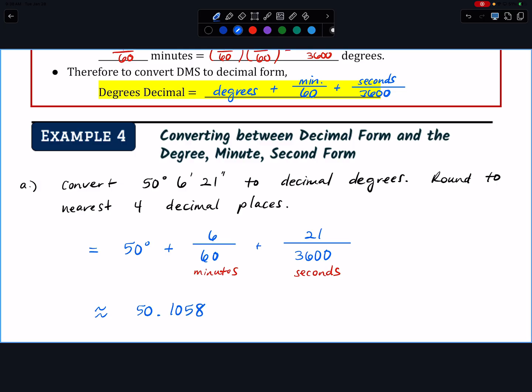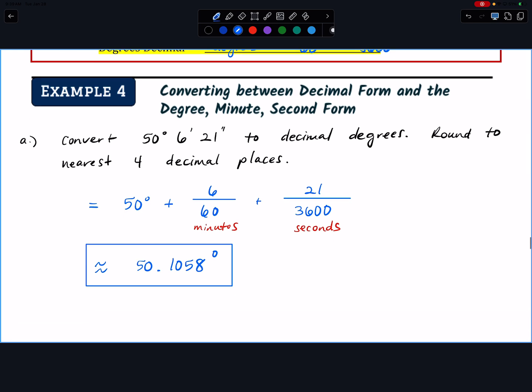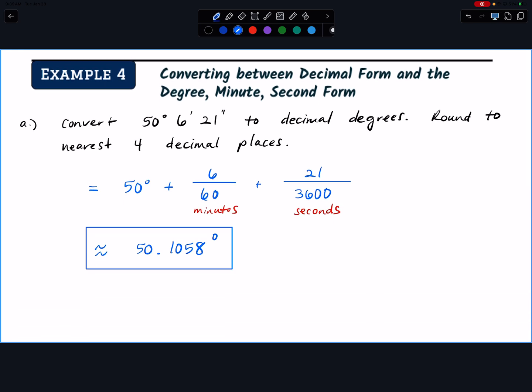50.1058. And then this is our degrees. Okay, and what I was trying to tell you guys yesterday is this is like an old school thing that they use in the Navy, like to navigate. Unless you guys are on a ship or something, you guys probably will never use this, but just a cool little tool that we can use.